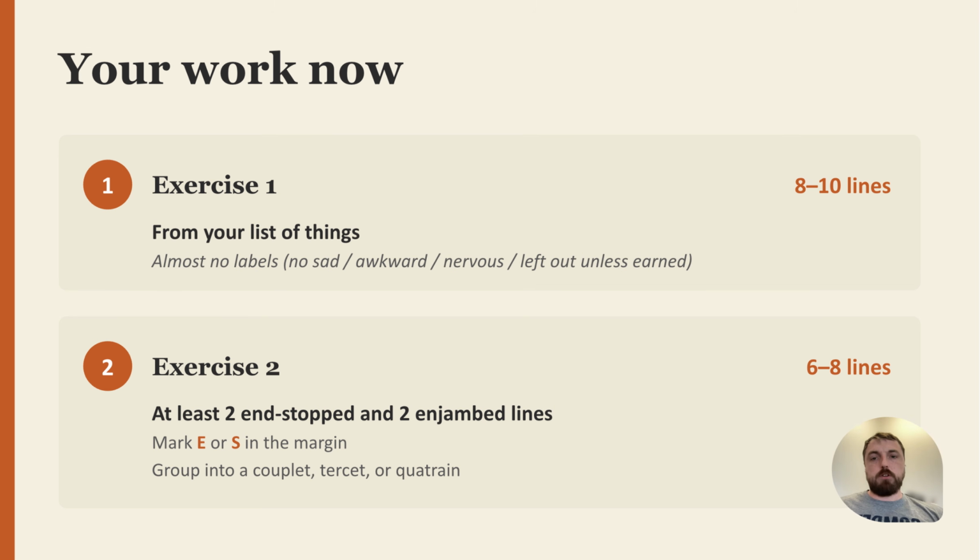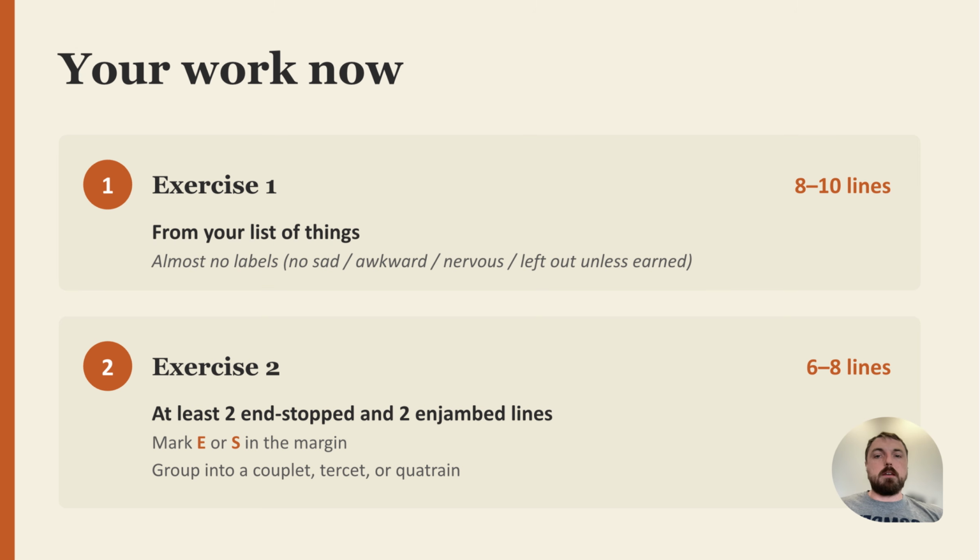Exercise 1, things first. We're looking for 8 to 10 lines. Open your quick write list. If you skipped that list earlier, stop and make it now. 8 to 10 specific things from one ordinary moment. Circle 4 of them. Build 8 to 10 lines that use those things and almost no labels.